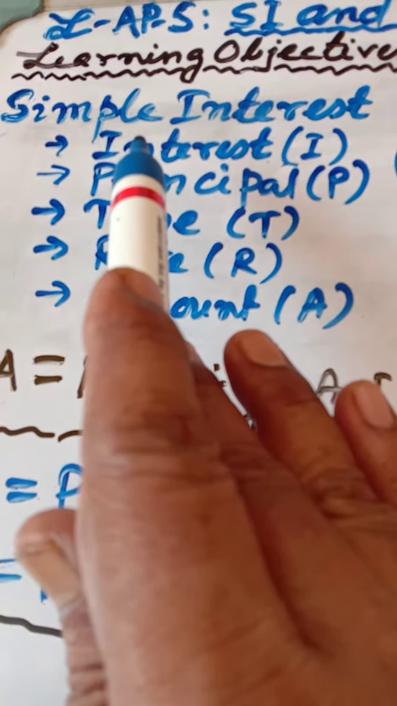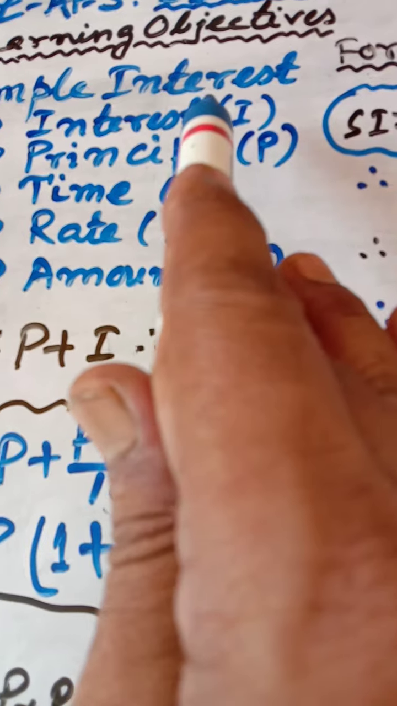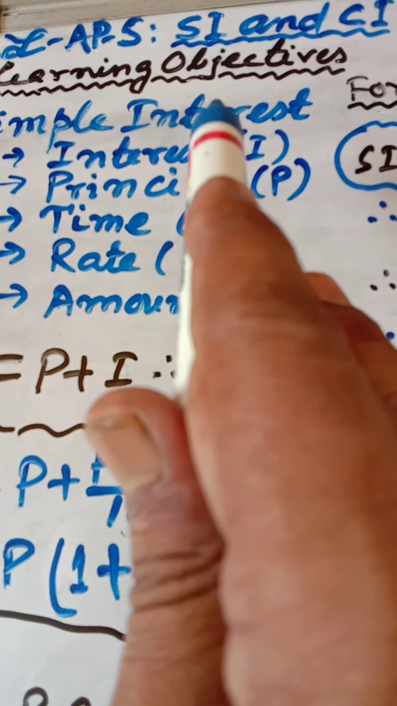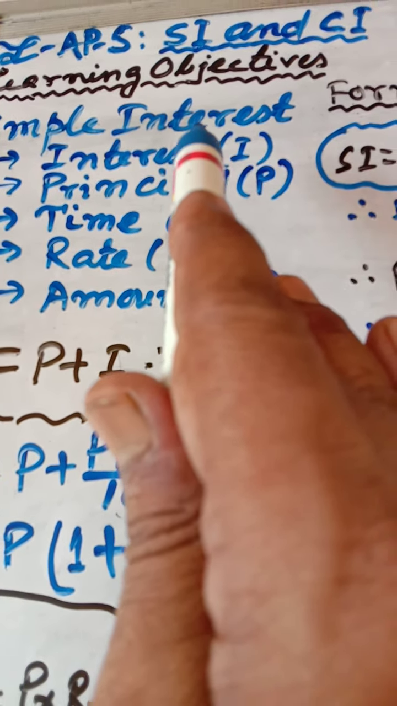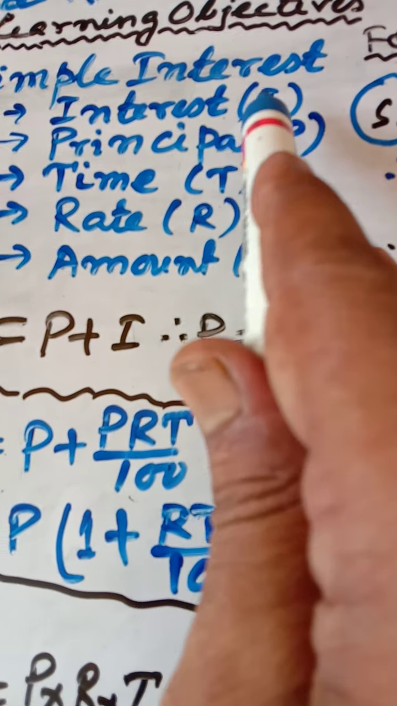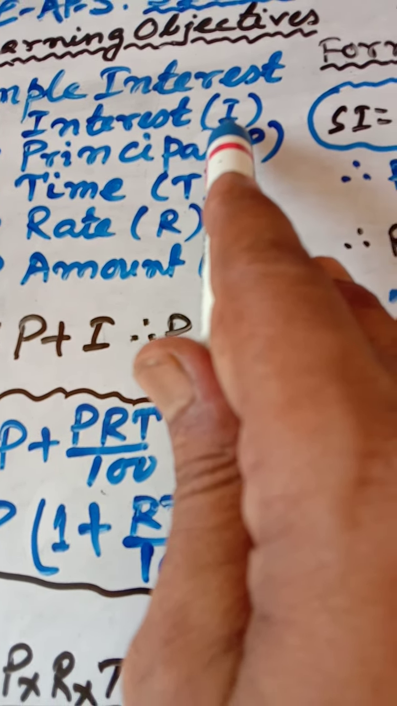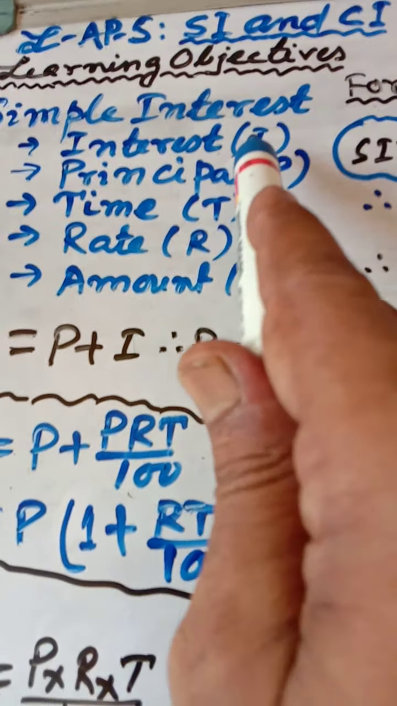Simple interest, what are the key aspects of the interest? I said to you what is the extra amount when an investor invests some money, and after a period of time whatever the extra amount he gets, that is called interest. That is abbreviated as I. I usually is SI only, simple interest only.